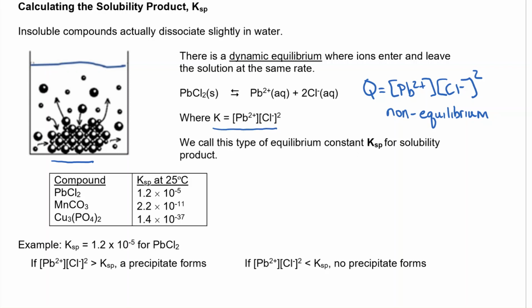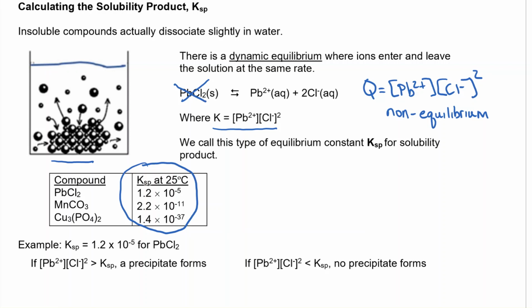Now, notice that we did not include the lead 2 chloride because, if you remember, we omit solids from equilibrium expressions. So here are some equilibrium expressions for various compounds, and notice that they are all very small numbers because these are insoluble compounds. So let's take a look at what this means.